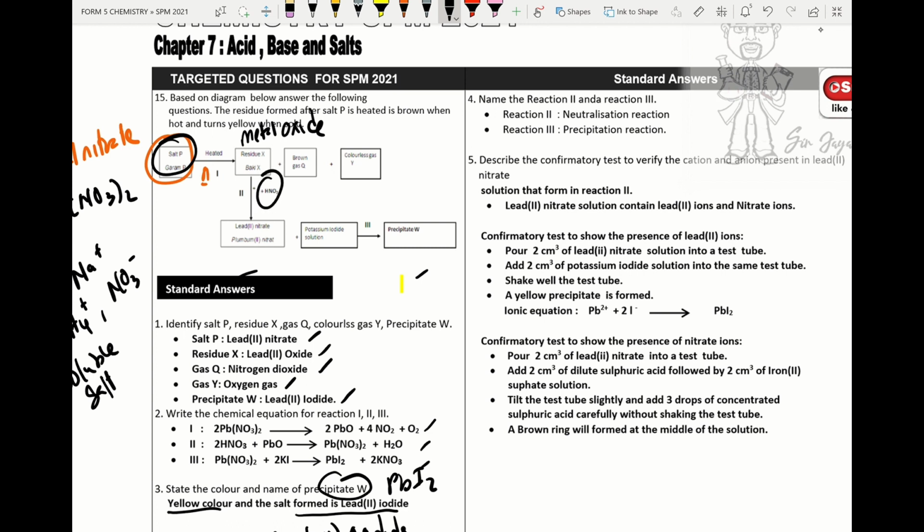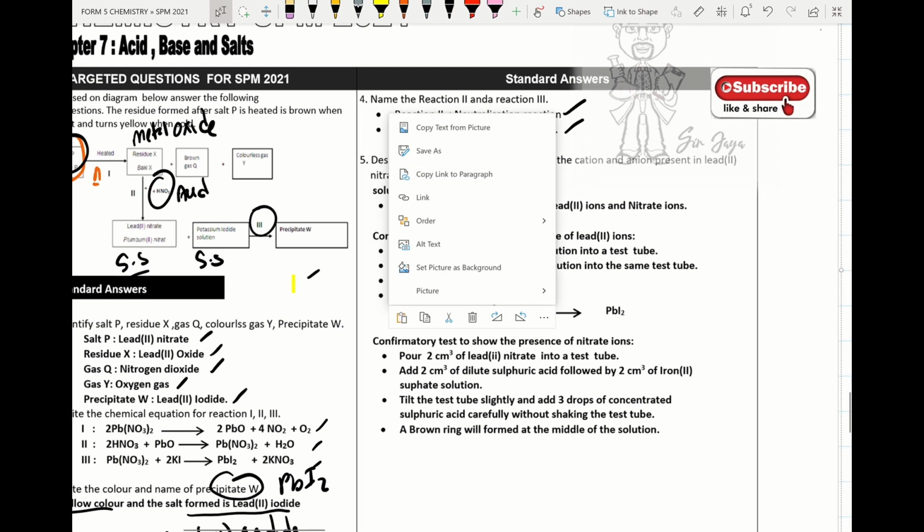Metal oxide reacts with acid. When metal oxide reacts with acid, the name of the reaction is neutralization. Reaction number 3: this is a soluble salt. For a soluble salt, the name of the reaction is precipitation or double decomposition.